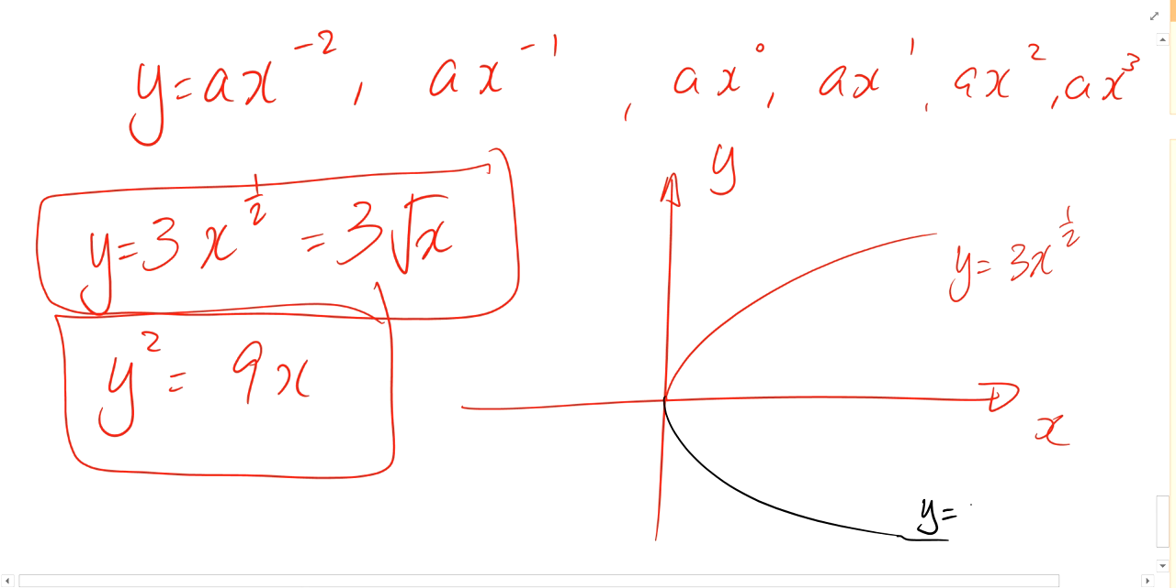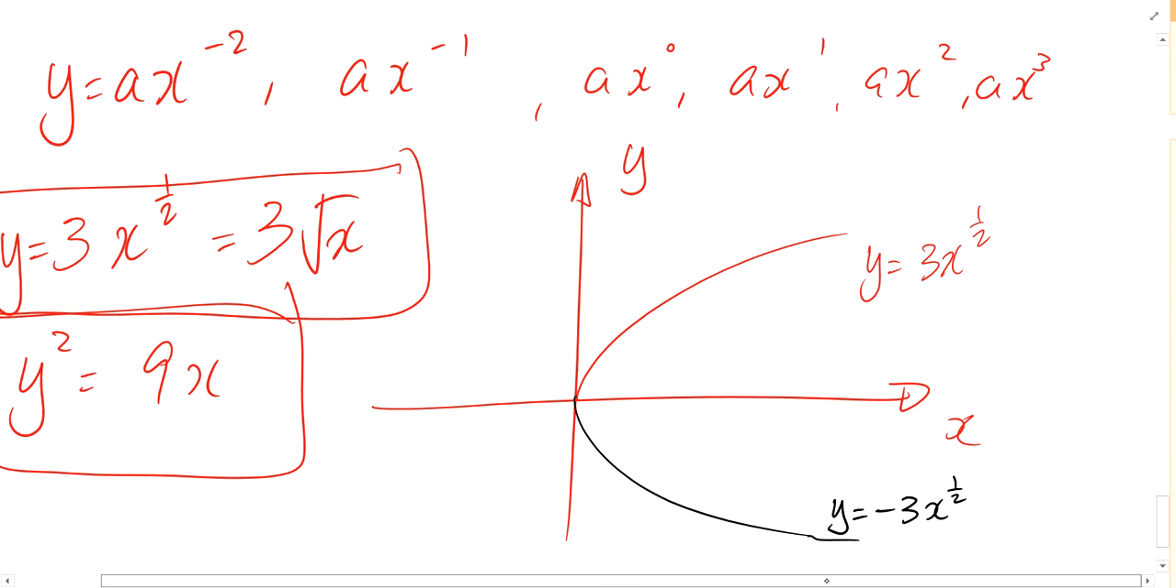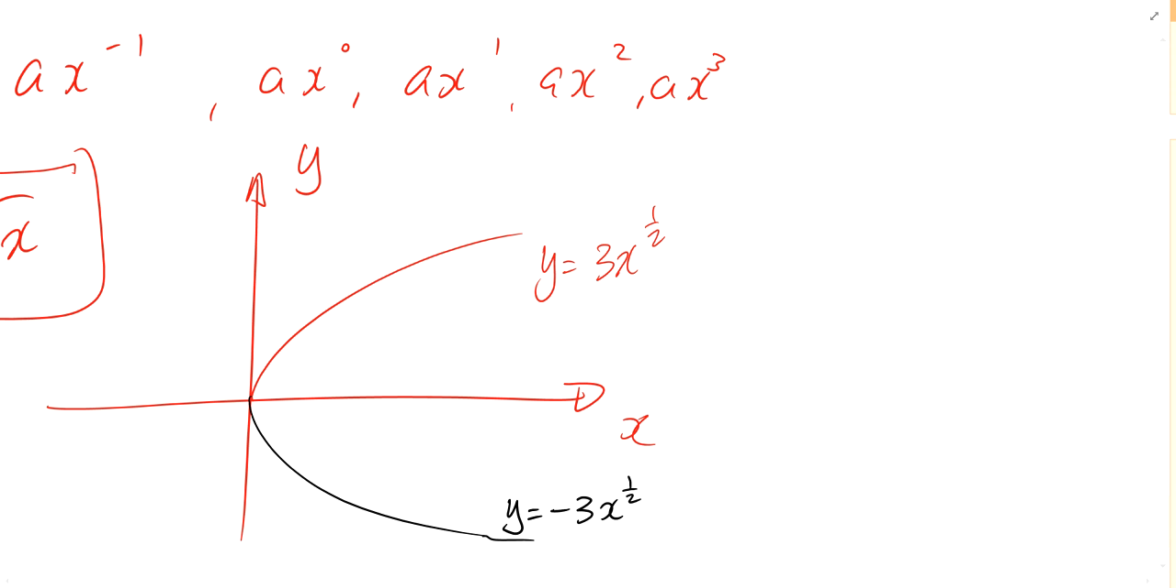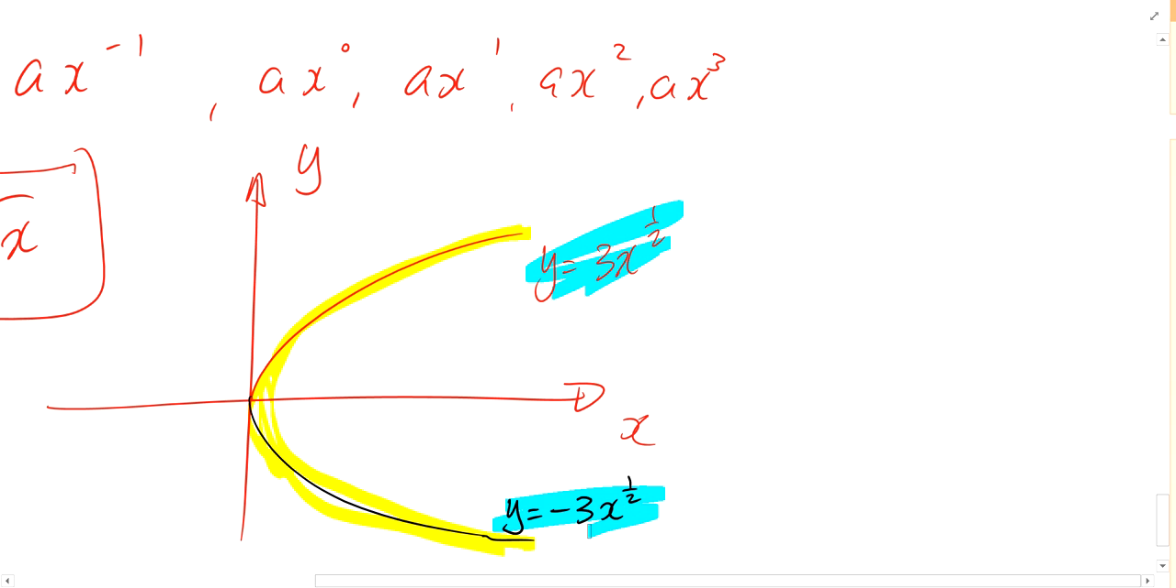Negative 3x to the power half. This is the equation for the graph at the bottom. When I combine these two graphs, I highlight them as a whole graph. I get both this equation and this equation at the same time. So y equals 3x to the power half and y equals negative 3x to the power half.